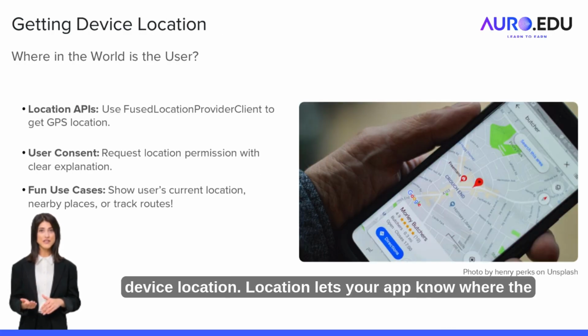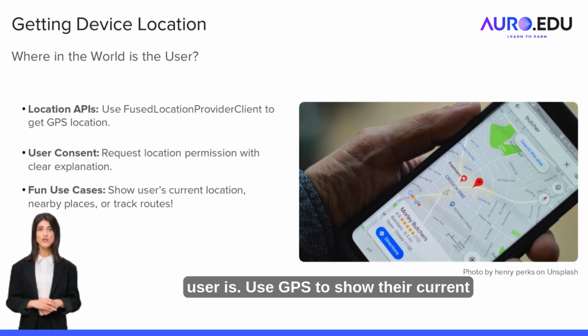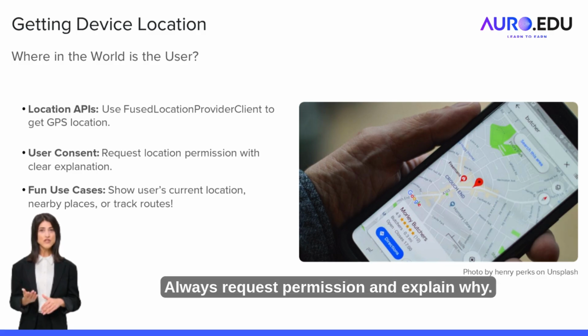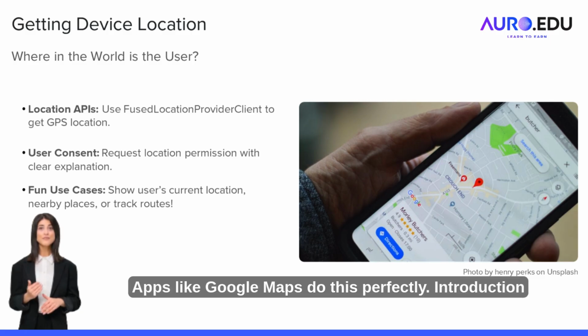Getting device location. Location lets your app know where the user is. Use GPS to show their current position, find nearby shops, or track delivery. Always request permission and explain why. Apps like Google Maps do this perfectly.